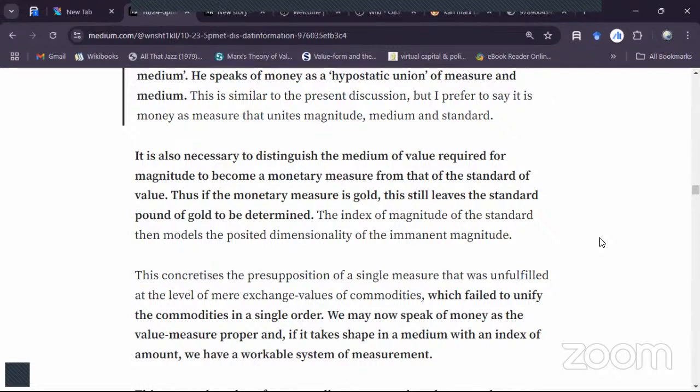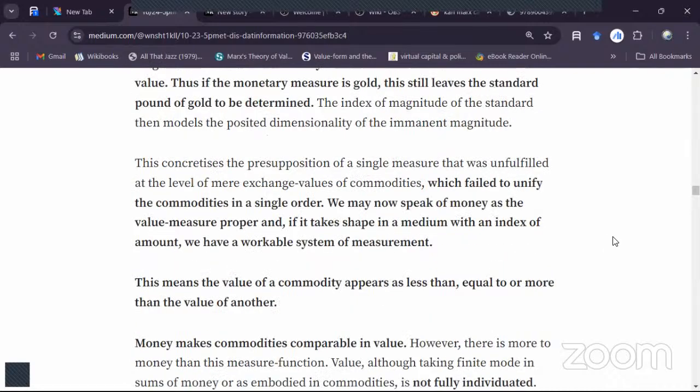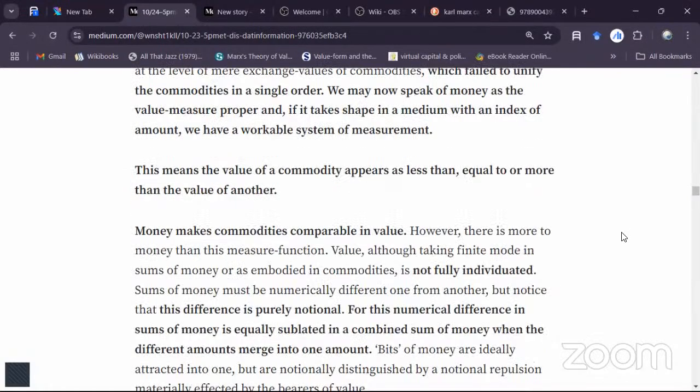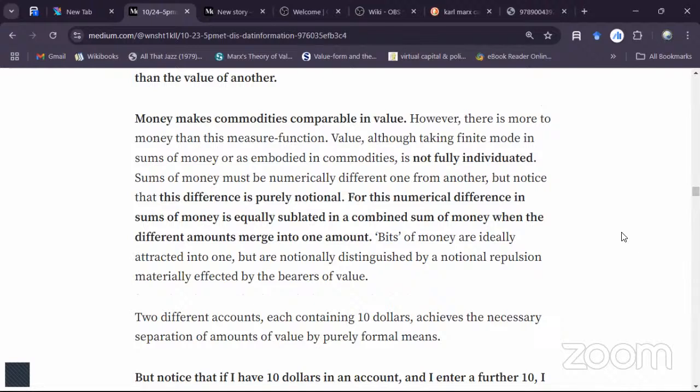This concretizes the presupposition of a single measure that was unfulfilled at the level of mere exchange values of commodities, which failed to unify the commodities in a single order. We may now speak of money as the value measure proper. And if it takes shape in a medium with an index of amount, we have a workable system of measurements. This means that the value of a commodity appears as less than, equal to, or more than the value of another, which is clear as mud because we wanted it to be unitary, but it's not. Money makes commodities comparable in value.